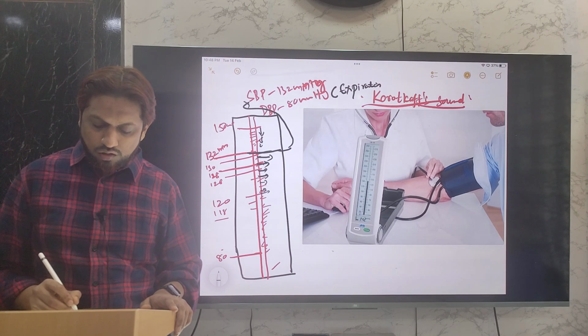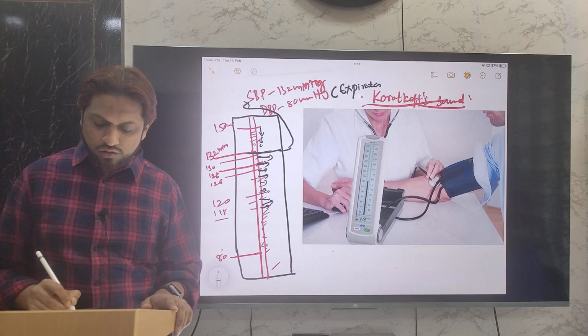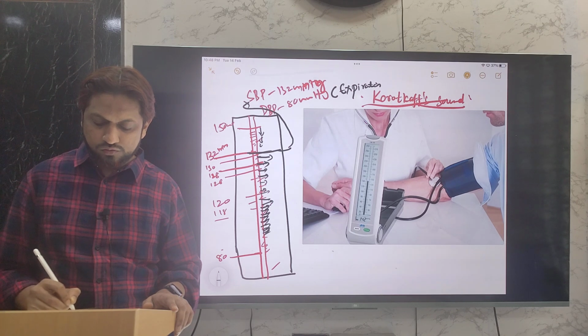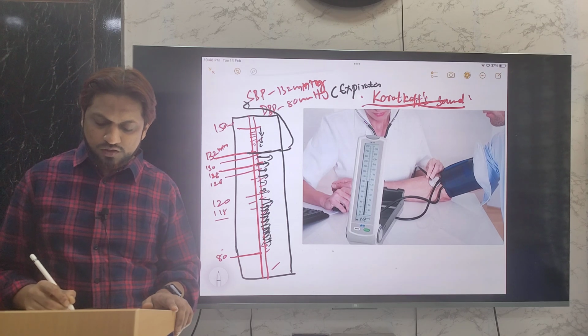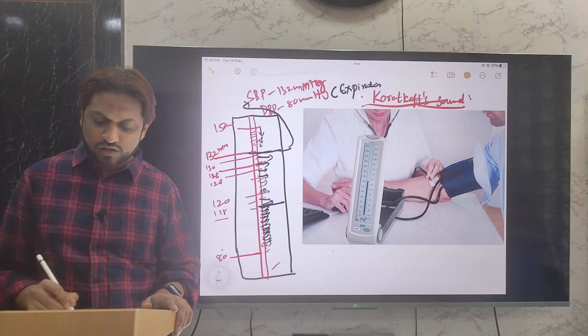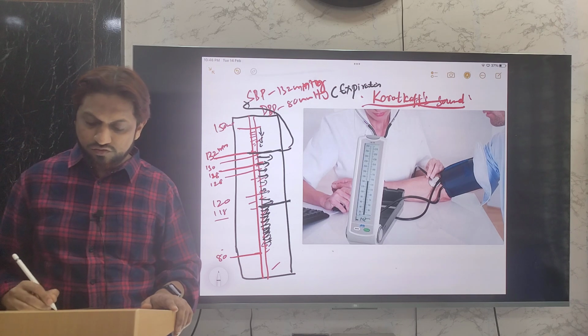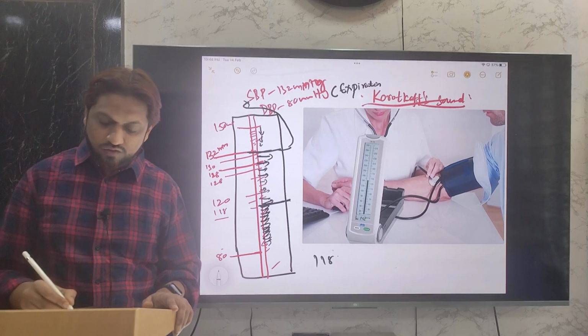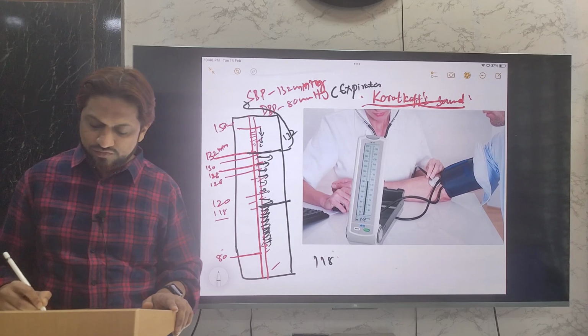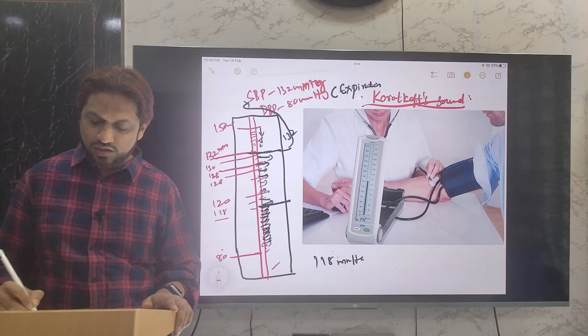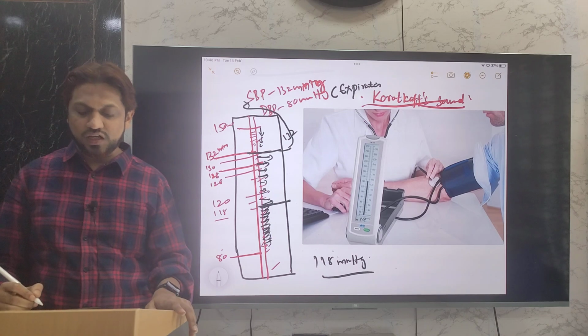Suppose at 118, what will happen? This Korotkov sound will be heard during expiration and also during inspiration. When you hear it during both inspiration and expiration, that value also you should record. Suppose the first sound is at 132 and the second value is 118. It appears confusing, so I'll make it clearer.